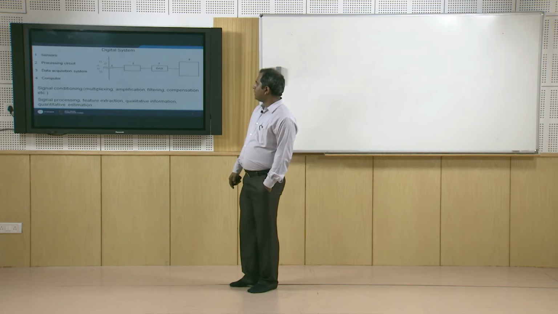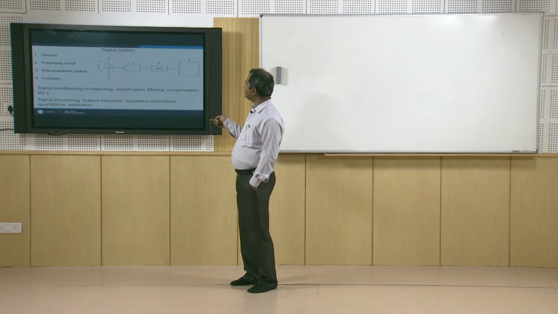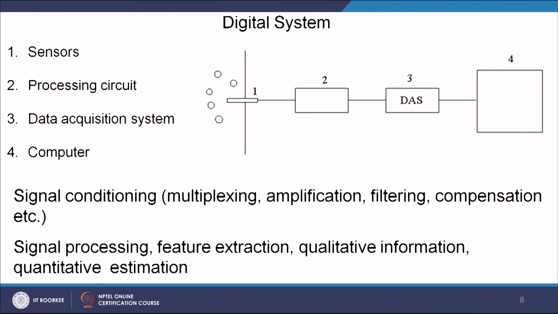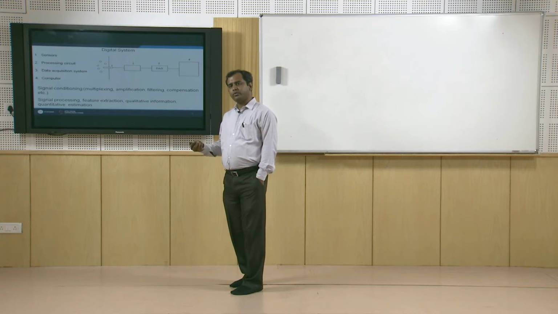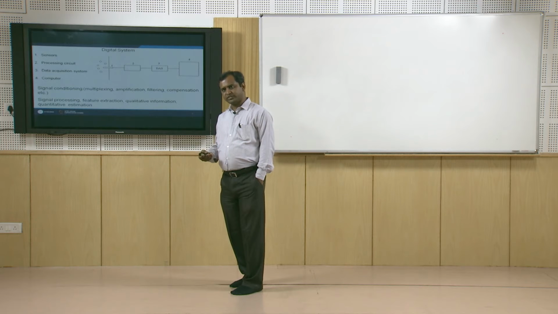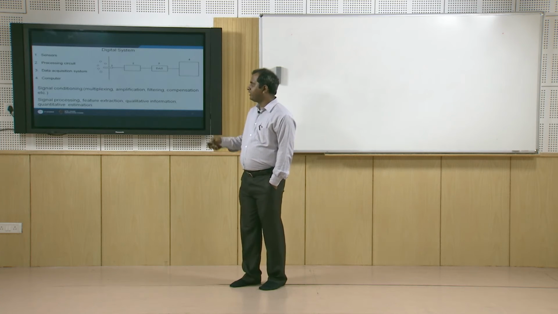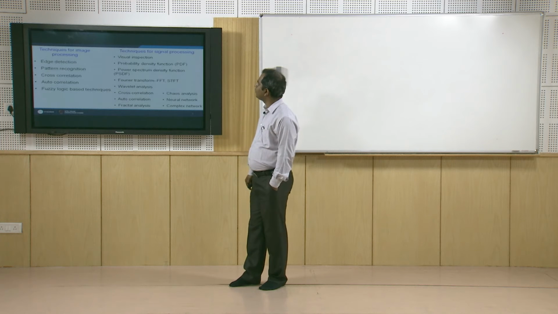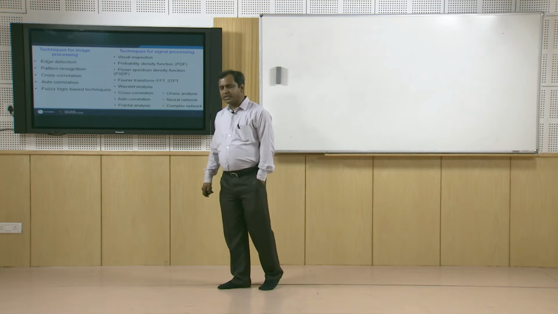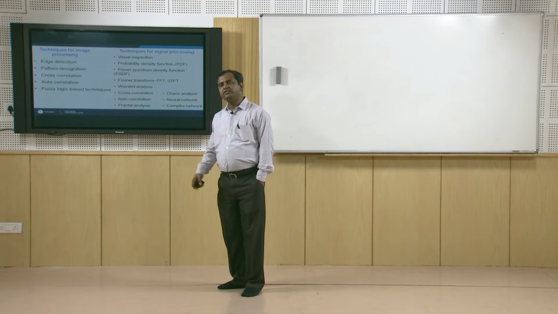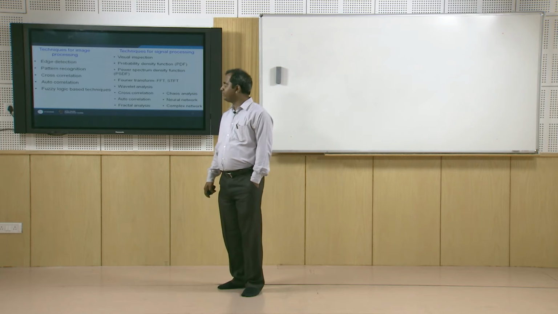And after this data acquisition system, in the computer we can go for signal processing, feature extraction, and then qualitative information and subsequently quantitative estimations. So, after we get the signal, it is very easy to do the post processing and obtain some sort of quantitative as well as qualitative information. Next, let us see how we are obtaining this quantitative and qualitative information.